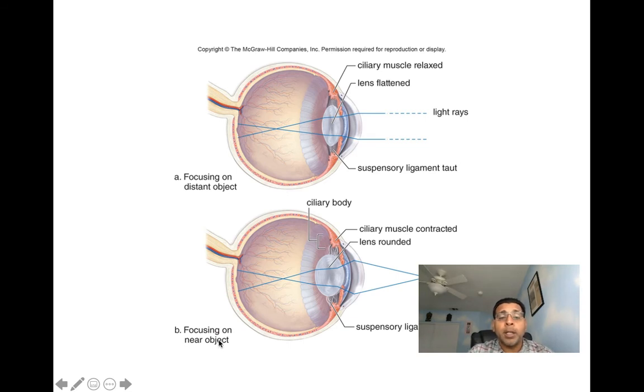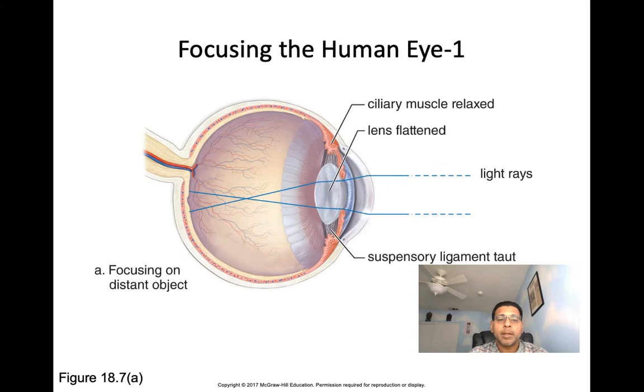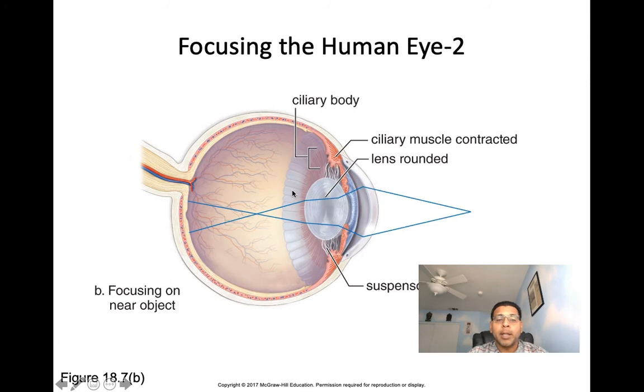Then we talk about focusing for near objects. Here, our ciliary muscles are going to have to contract. And when they contract, they're going to relax the suspensory ligaments, which allows the lens to round up. The light rays pass the exact same way through the cornea, getting bent, and then entering and exiting the lens to make their way to the focal point at the back of the eye, the retina. So with distant objects, the lens is flattened, but looking at near objects, the lens is actually rounded up.